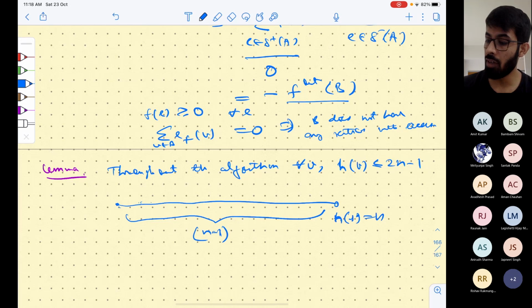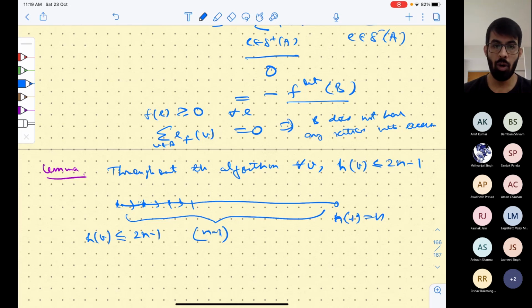So how much can be the difference? Because for each edge, now there is a path in GF. So for each edge, the height can drop at most once by 1. So what has to be H of V? Less than or equal to 2n minus 1. Right? So I'm not going to write this down in detail. If there is any question, please ask.